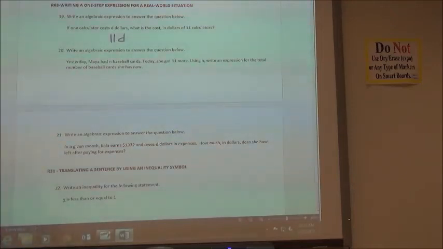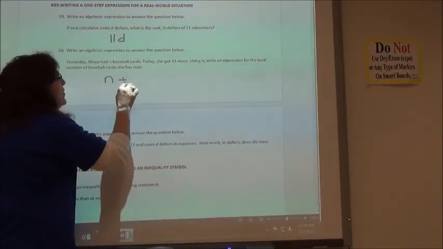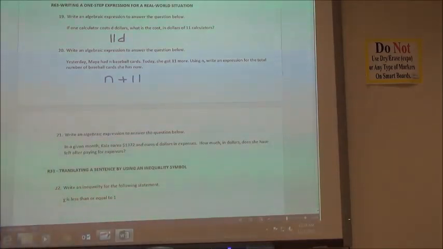Yesterday, Maya had N baseball cards. Okay, she had 10 baseball cards yesterday. See, I like 10, it's easy to work with. Today, she got 11 more. Write an expression for the total number of baseball cards. Well, I had 10, I got 11 more. Hey, I added those together. So in this case, I had N baseball cards. I got 11 more, so I'm just going to show N plus 11.